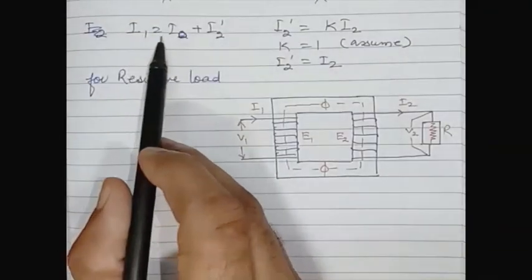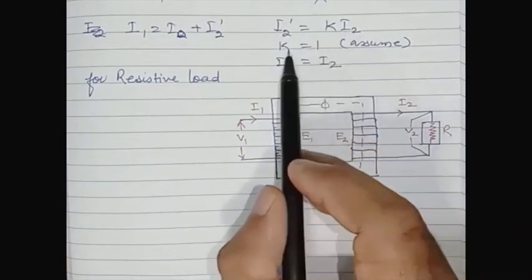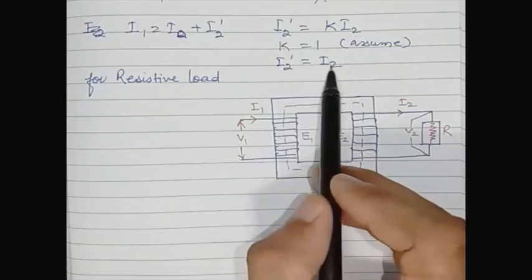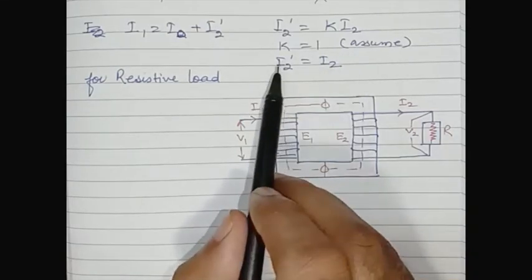We have two equations: I1 is equal to I0 plus I2 dash, and I2 dash is equal to K I2. We are assuming that K is equal to 1. It means I2 dash is equal to I1, meaning the magnitudes of these currents are equal, but they are in opposite directions.